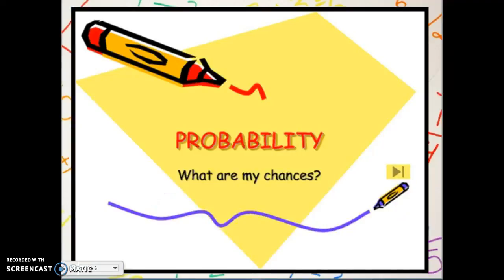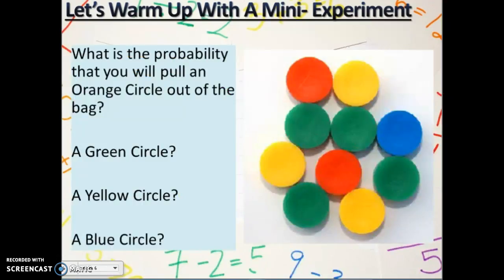Probability is when you're asking, what are the chances of something happening? What are the chances that I will get an A on our test? What are the chances that I will win the lottery? Those are all examples of probability. So let's warm up with a mini experiment. Remember, we learned in class last Thursday before spring break that probability is your number of favorable outcomes over the total possible outcomes that you could have. So our question here says, what is the probability that you will pull an orange circle out of the bag? Please take a second to answer this question.